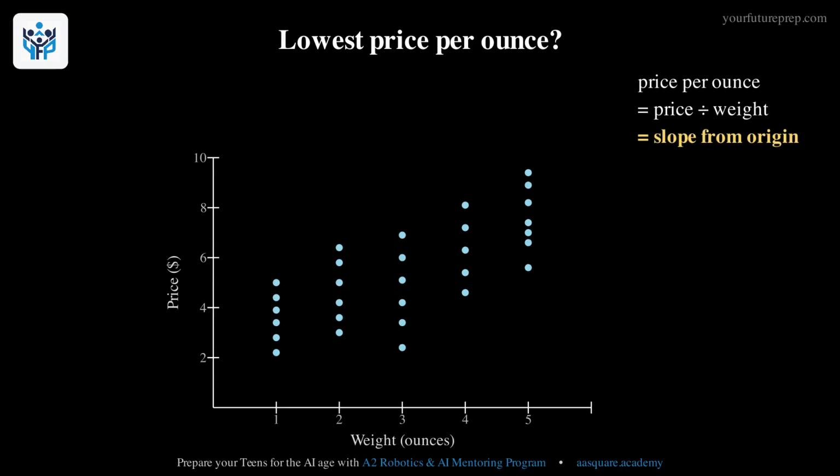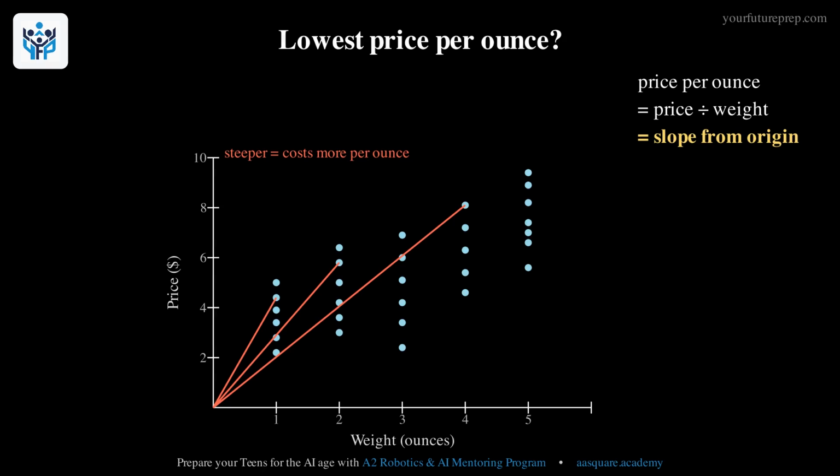Price per ounce is the price divided by the weight. On the graph, that ratio is exactly the slope of the line drawn from the origin out to a point. A steeper line means a higher price per ounce, and a flatter line means a lower price per ounce. So we want the point that makes the flattest line from the origin.